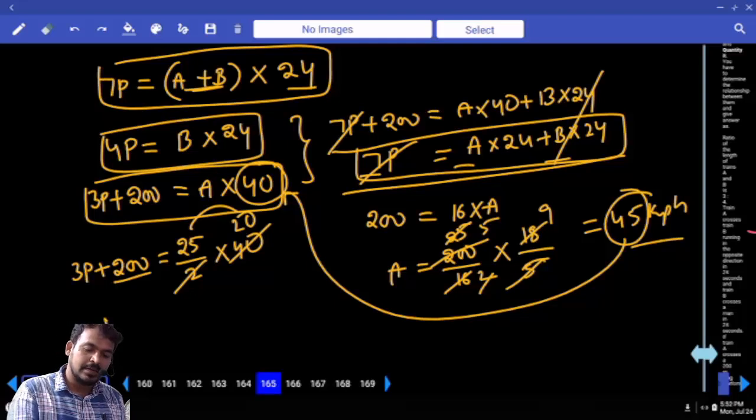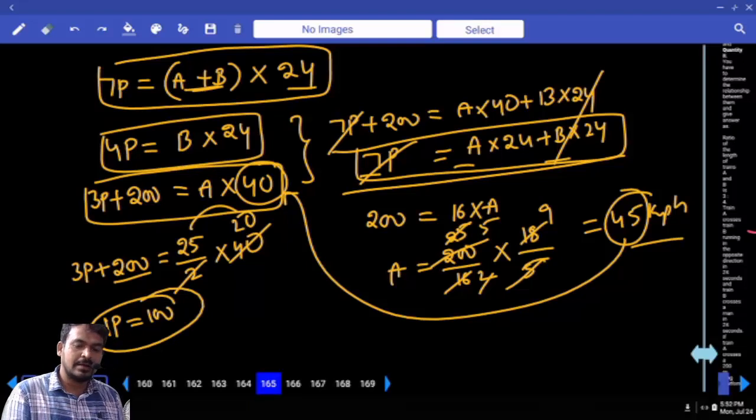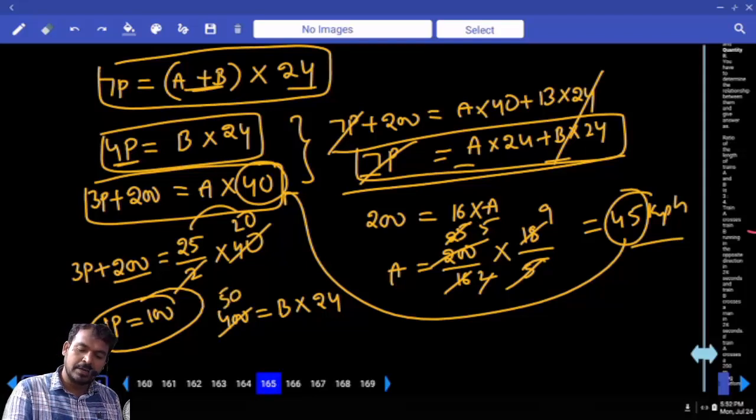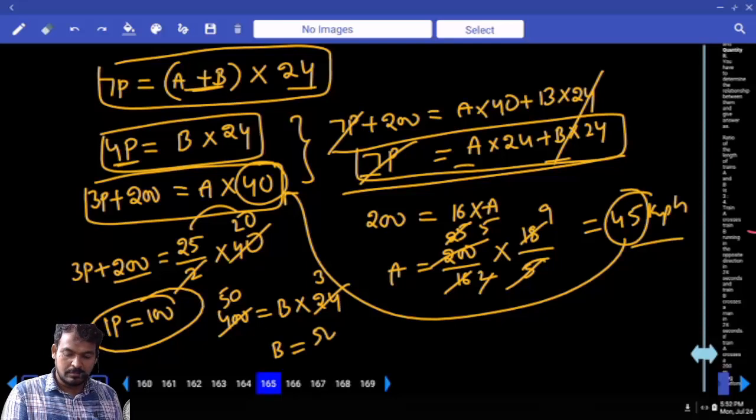3 parts are 300. What is the 1 part value? 100. If 1 part is 100, what are the 4 parts? 400. That 400 equals B into 20. 400, and 4 how many? 8 how many times? 50 times. 8 how many times? 3 times. Then B equals 50 by 3 meter per second.